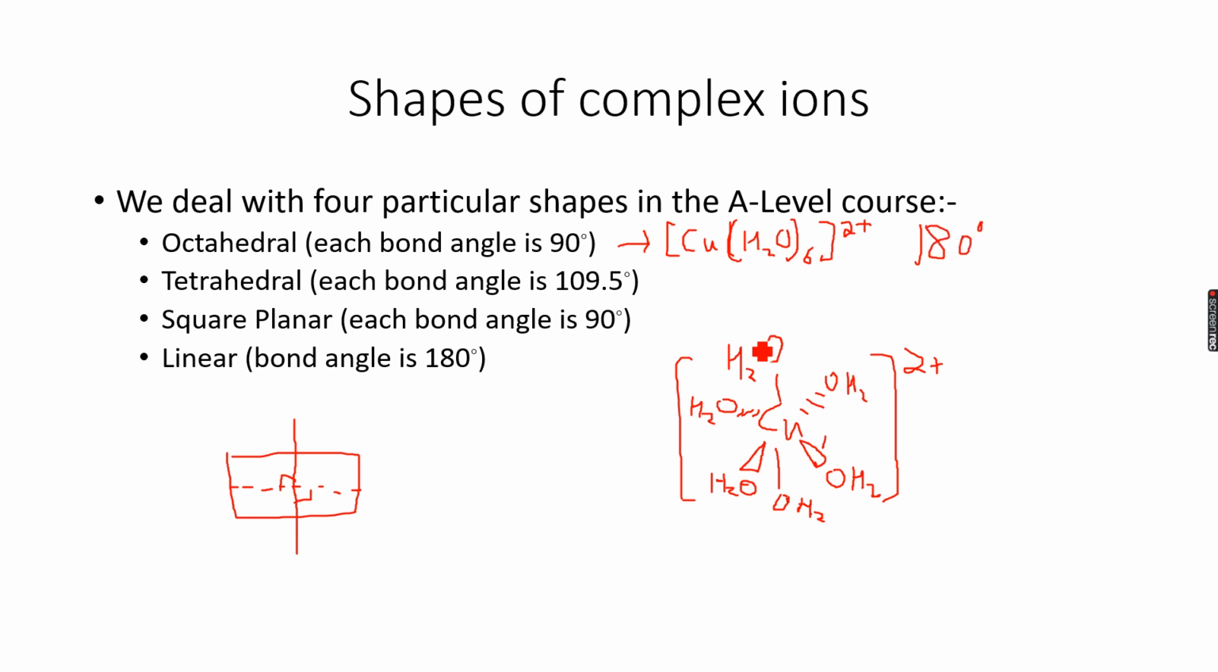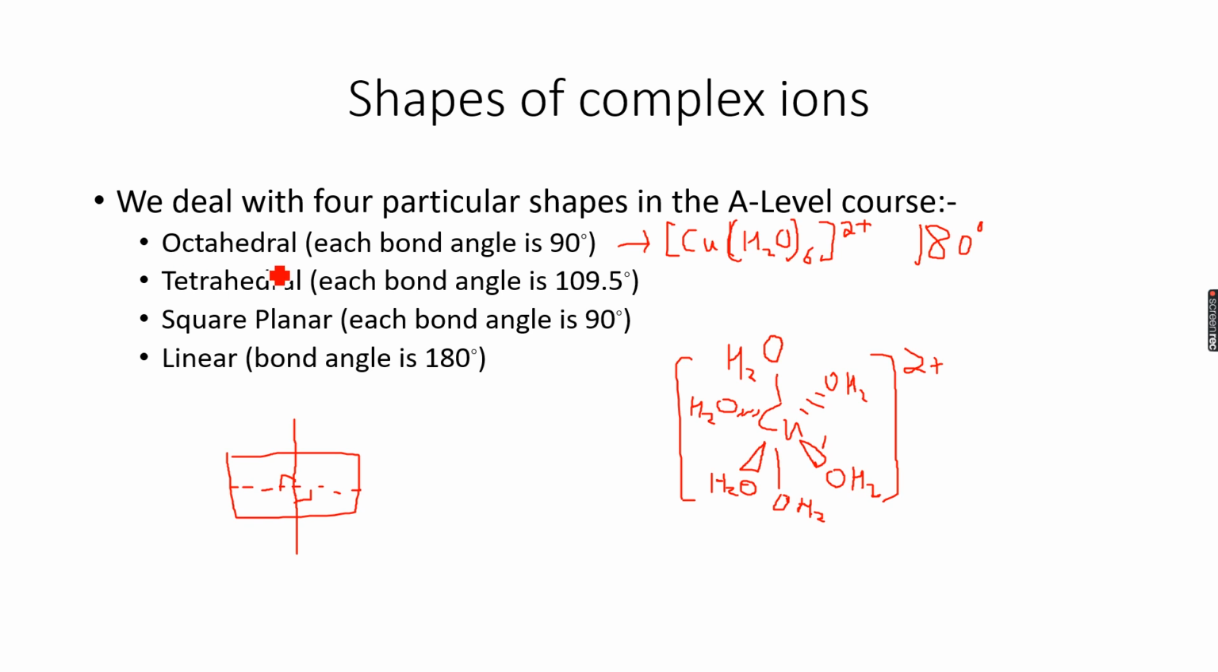And this 180 degree bond angle is between this H2O molecule and this H2O molecule because both of these are perpendicular to the plane. This is perpendicular upwards, this is perpendicular downwards. So if we look at this entire bond angle, it is 180 degrees. Otherwise all consecutive bonds are 90 degrees in angle.